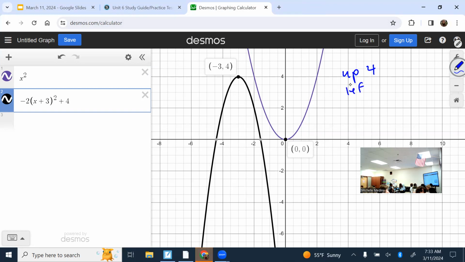Left how many? And then how can I make it inverted? What makes it inverted? This -2 that's here. So it's inverted. So what do I call that when it's inverted? Good, that's a reflection over the x-axis. And then also the fact that this is a -2, it's not a -1. Before, the number in front of the x squared was a 1. So this part you might have to remember, it might not be as easy to see.